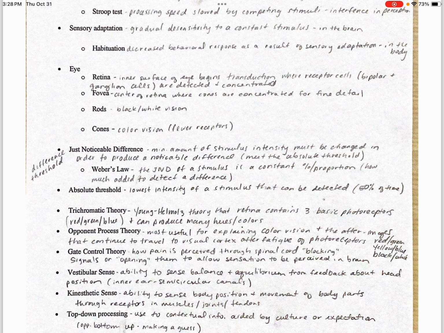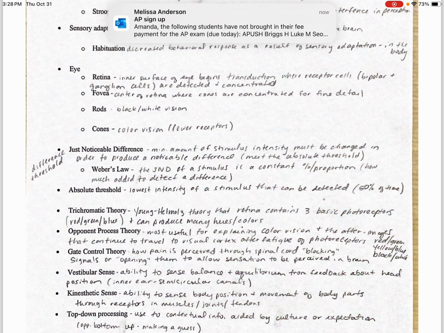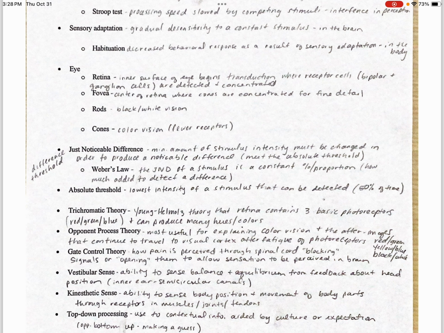This is the minimum amount of stimulus intensity that must be changed in order to produce a noticeable difference. So you have to meet the absolute threshold, and we'll talk about that in just a moment. So the just noticeable difference is the amount that you have to hit, that threshold, if you will, in order to notice a difference. It's called the difference threshold.